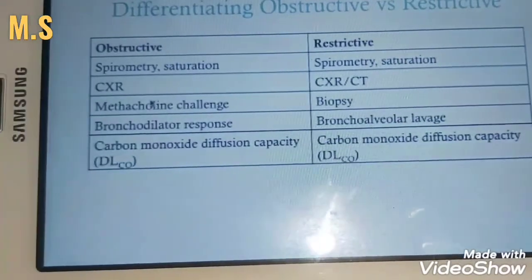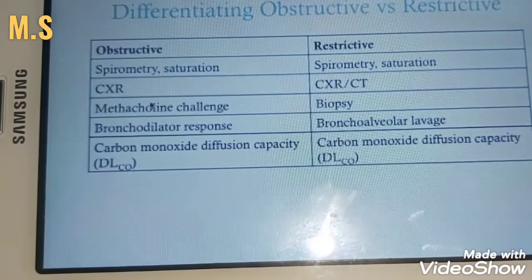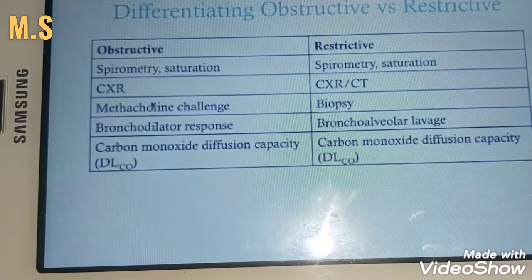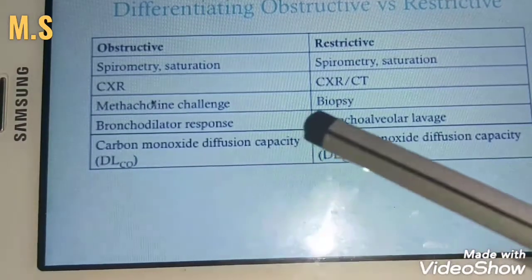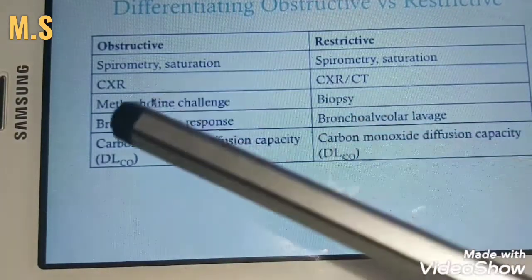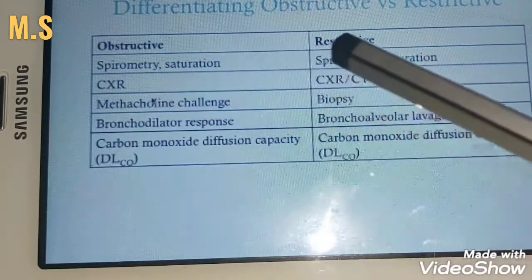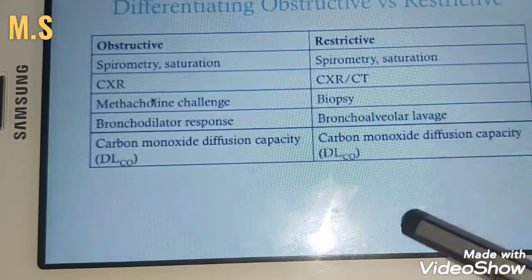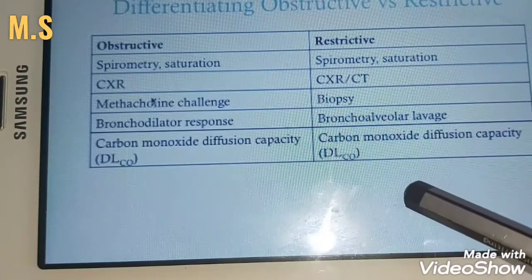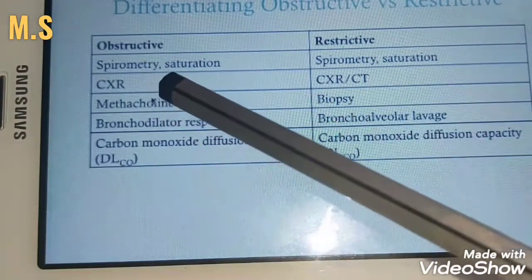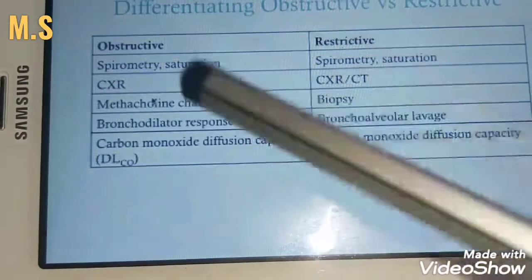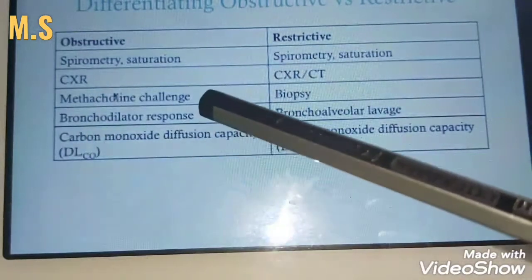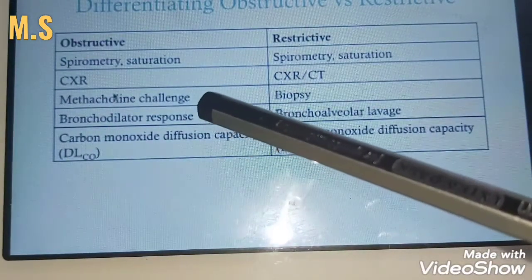Now this is a table with which you can differentiate between obstructive and restrictive disease. First is spirometry. Spirometry should be done in both. We saw the FEV1 to FVC ratio: if it is less, it will be obstructive disease. Next, in obstructive disease, you have the methacholine challenge test. It is mostly used for asthma.